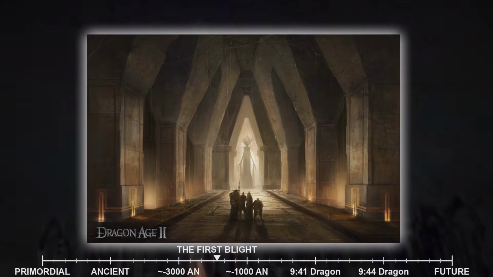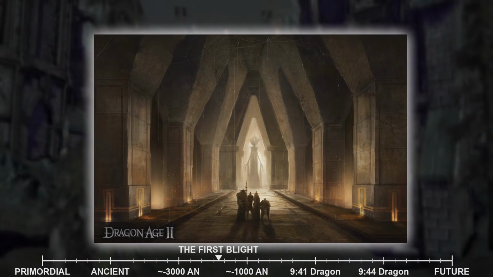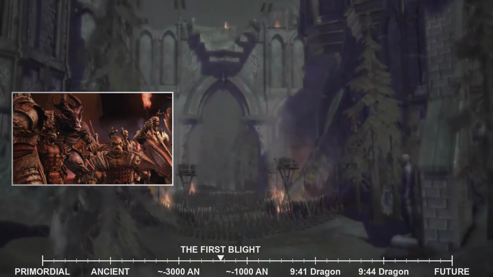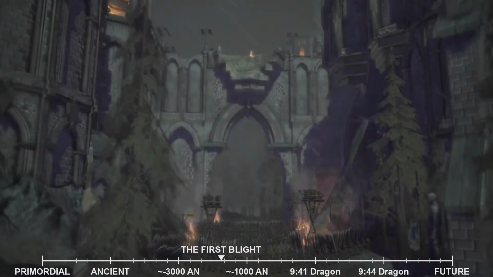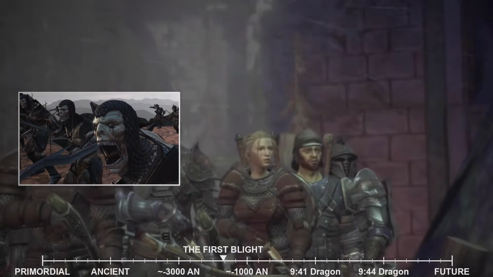The initial spread was slow, contained to the deepest parts of the Deep Roads where few ventured, but the Darkspawn were relentless, and their numbers grew with terrifying speed. Every creature they corrupted, every dwarf or surface traveler who wandered too deep and fell to their blades, became another soldier in their growing army.